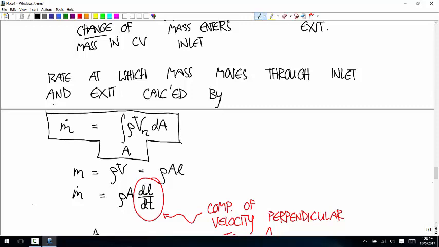What does V sub n denote? V sub n is the component of velocity perpendicular to A, so it's the same as here. That means the same as that. So that's not volume, that's a component of velocity. Everything's been volume, yes, but that's a component of velocity.